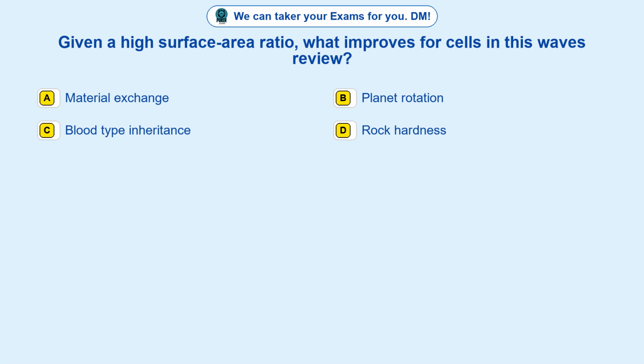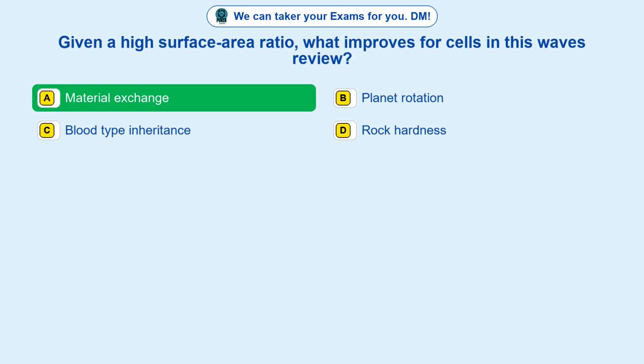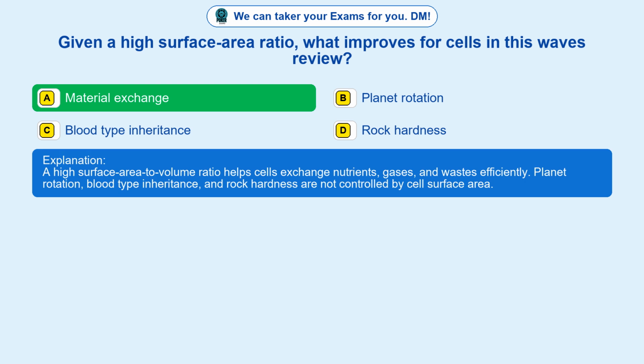Question 26. Given a high surface area ratio, what improves for cells in this waves review? Option A, material exchange. Option B, planet rotation. Option C, blood type inheritance. Option D, rock hardness. The correct answer is option A. Material exchange. A high surface area to volume ratio helps cells exchange nutrients, gases, and wastes efficiently. Planet rotation, blood type inheritance, and rock hardness are not controlled by cell surface area.